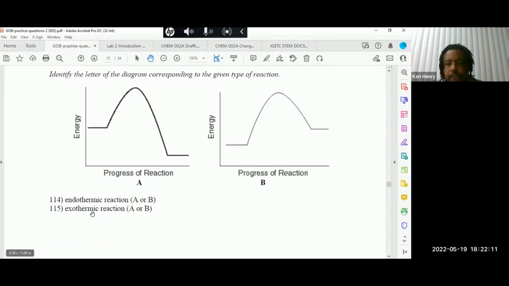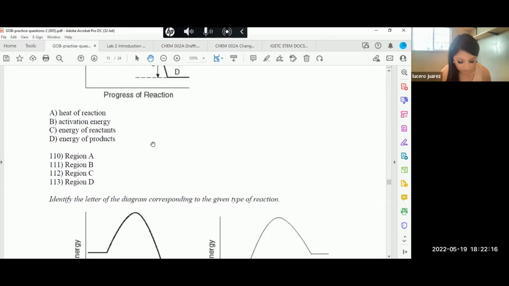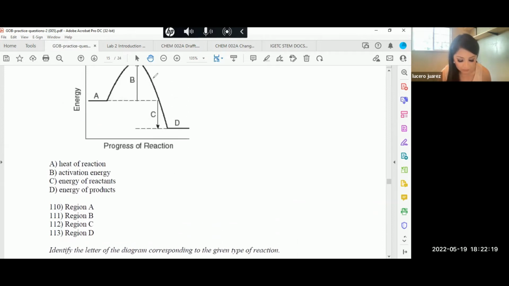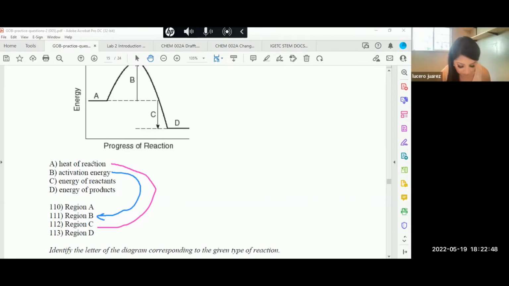So did you get number 14 and 15? Wait, I didn't get 112 and 111. 111 is region B. That's the activation energy. Oh, B and C. Okay, got it. And C is A. Region C is A, the heat of the reaction, or enthalpy of the reaction.